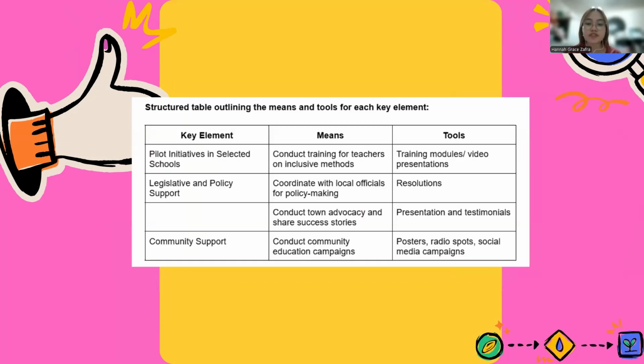So here is the structure table outlining the means and tools for each key element. As we can see, we will be using training modules or video presentation for the pilot initiative, and resolutions will be drafted for policy making, and success stories and testimonials will be presented. And finally, posters, radio spots, and social media campaigns will be used to invite and conduct community education campaigns.